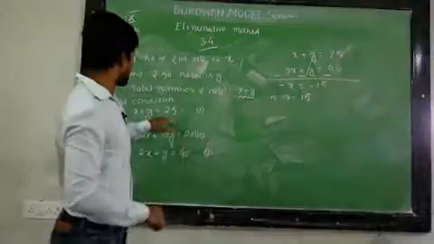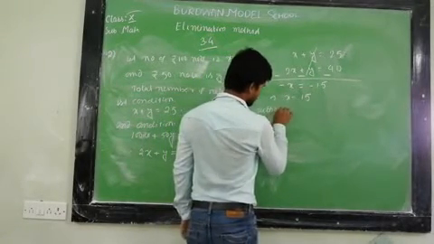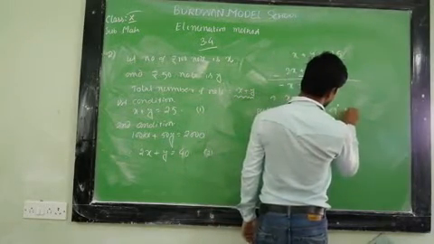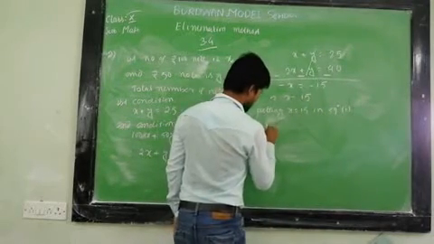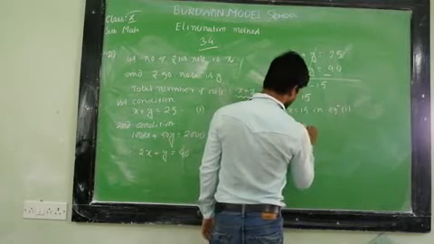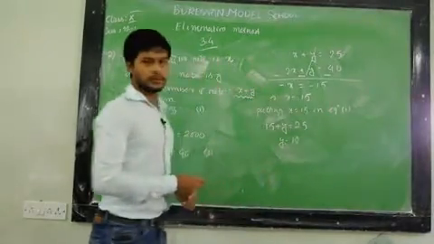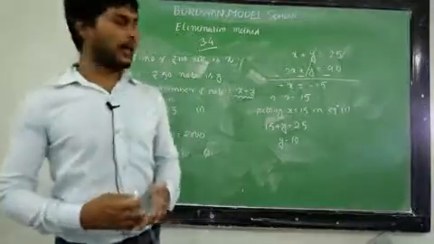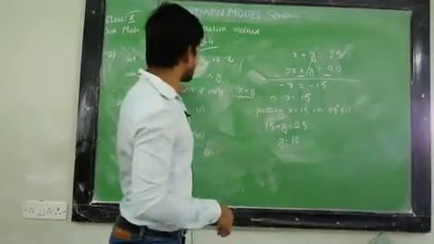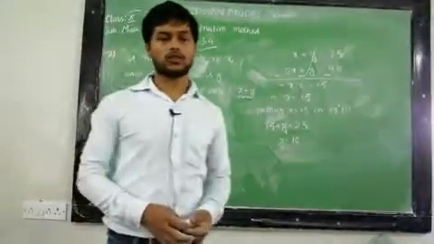Now put the value of x in equation number 1. Putting x equal to 15 in equation number 1, we have 15 plus y is equal to 25. That means y is equal to 25 minus 15, that is equal to 10. Therefore she has 10 notes of 50 rupees and 15 notes of 100 rupees, and hence solved.